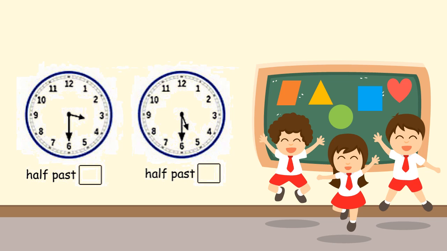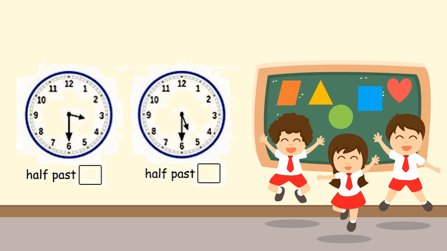Let's go to another example. What if the long hand is pointing to 6? Yes, then we say half past. Half past what? Oh, I'm so confused. Here I have the short hand between 3 and 4. So which one should I say? Is it half past 3 or half past 4?